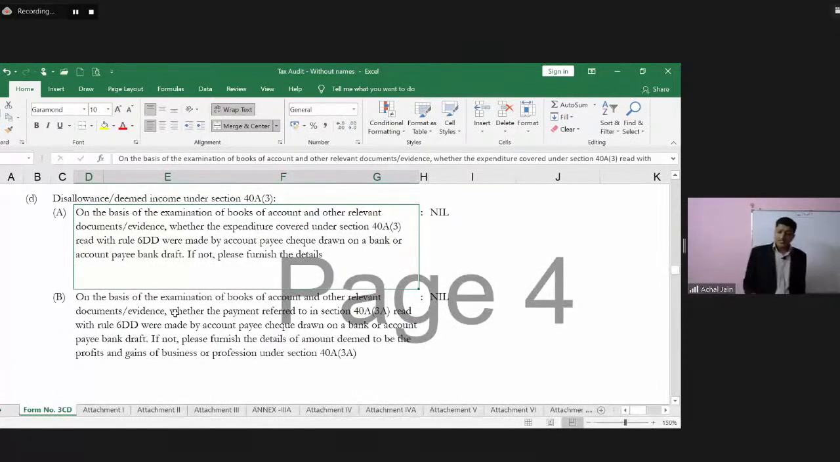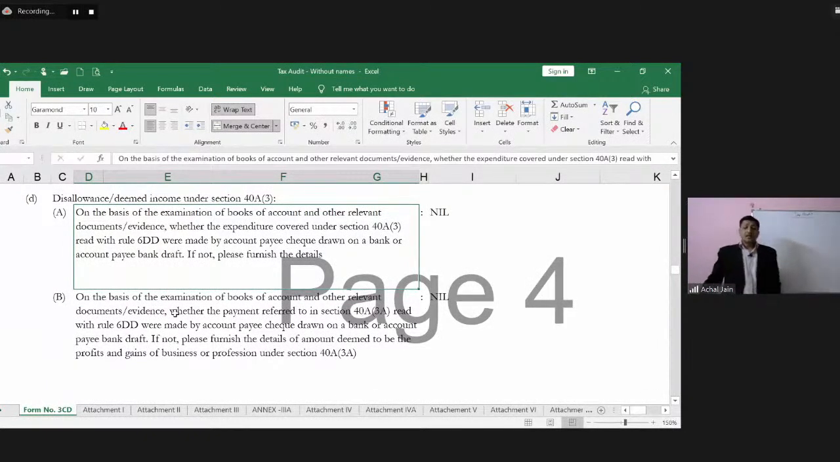Further to this, it says, on the basis of examination of the books of accounts and other relevant documents or evidence, whether the payment referred to in section 40A(3A) read with this rule was made by account payee cheque drawn on a bank or account payee bank draft. If not, please furnish the details of the amount debited to the profit and gain of business or profession under 40A(3A).